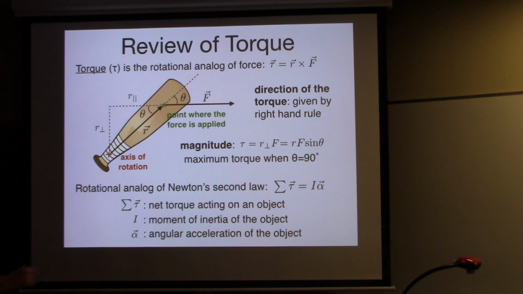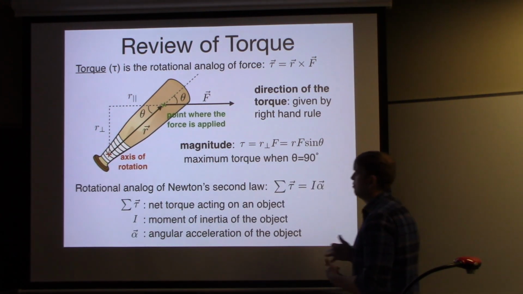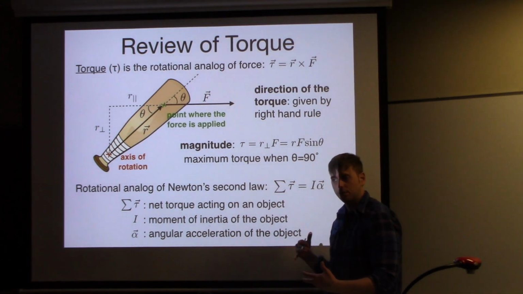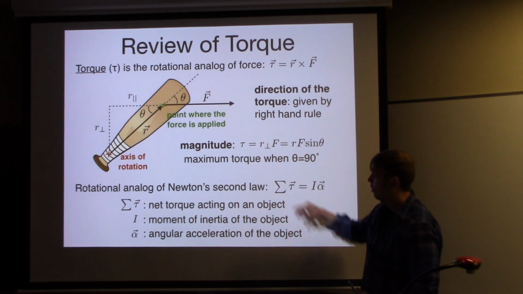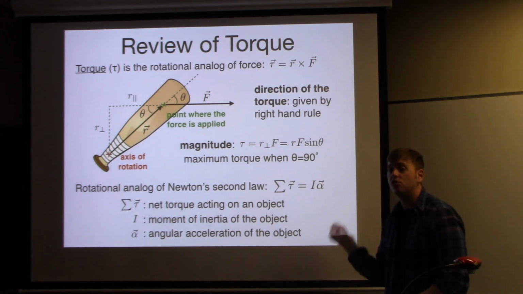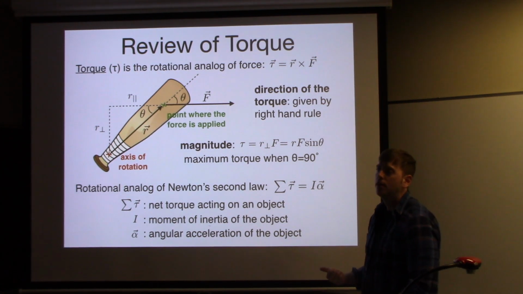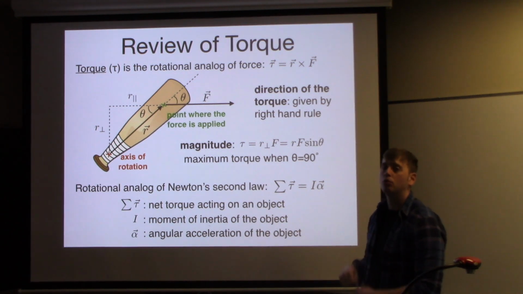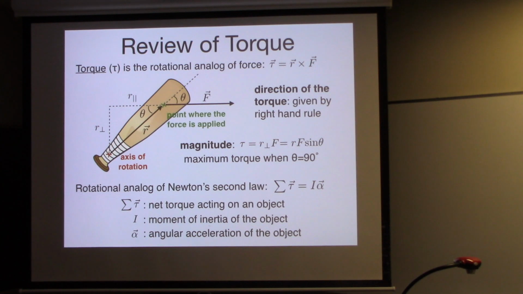Now, we all know Newton's second law. The net force on an object is equal to its mass times its acceleration. There's a rotational version of this, for rotating objects. It says that the net torque acting on an object is equal to its moment of inertia, which is I, times its angular acceleration, which is alpha. So again, it's just like F equals ma, except with torque and rotation. That's just a really quick review of torque.